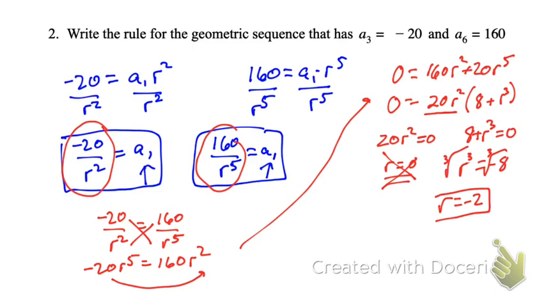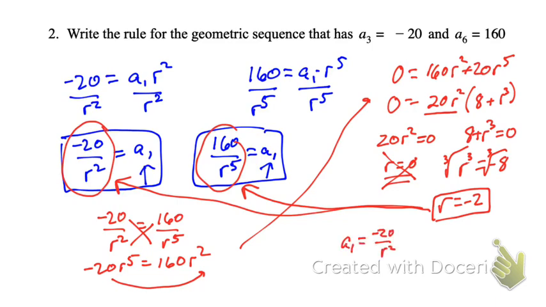So there's what we are multiplying by. Now remember, you need two things to write your equation. You need to know what you're multiplying by. We got it, negative 2. And we need to know what our first term in line is, what a sub 1 is. Well, we can take this negative 2, come back over here, and plug it into either one of these. I'm going to go with the easier one, the first one over there. It says my first term is negative 20 divided by r squared. I'm going to put my negative 2 in for my r squared. So that would be negative 20 divided by 4. That tells me my first number in line is negative 5.